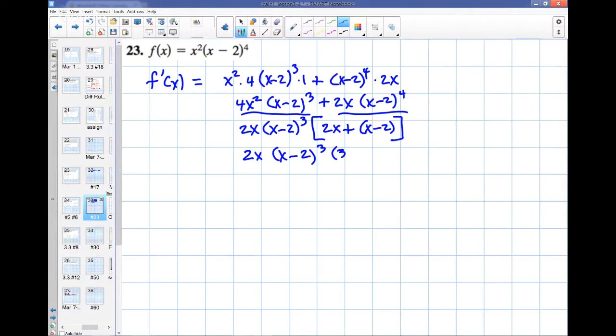So I would say that would be a good place to leave it. You sure don't want to multiply that out. In my opinion, I would be happy with that ending point.